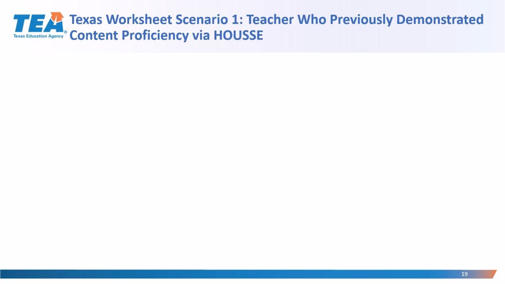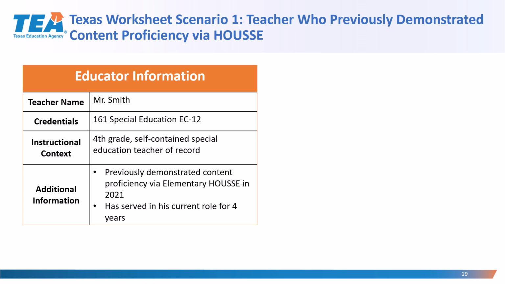We'll now review the Texas Worksheet Scenario 1 for a teacher who previously demonstrated their content proficiency via HOUSSE. We will complete a sample Texas Worksheet for Mr. Smith. Mr. Smith holds and has passed a 161 Special Education EC-12 exam and aligned certificate and is assigned to a 4th grade self-contained special education teacher of record role.